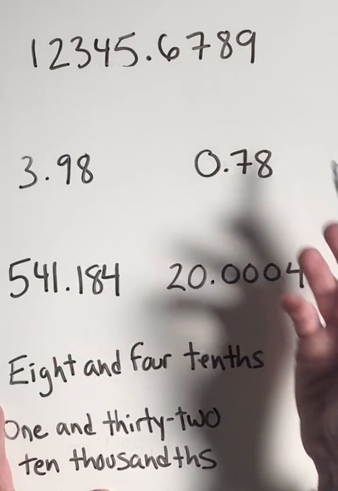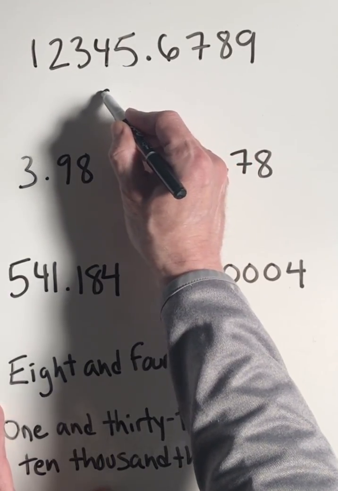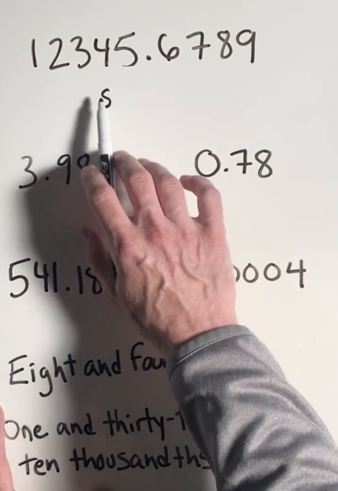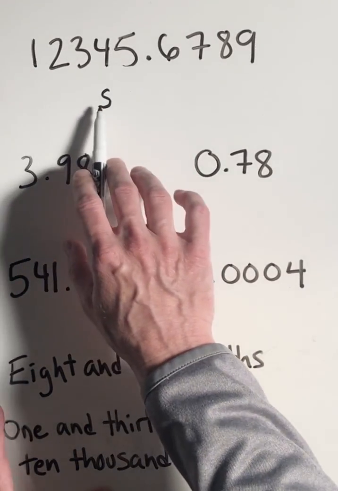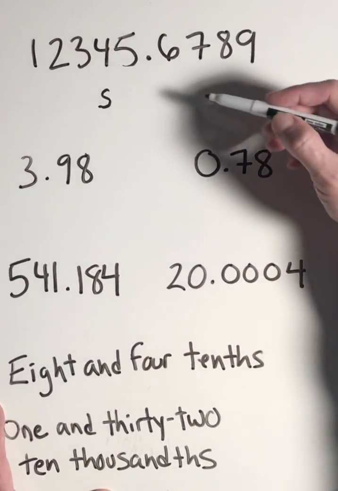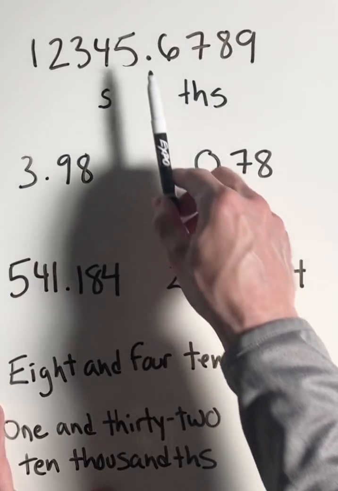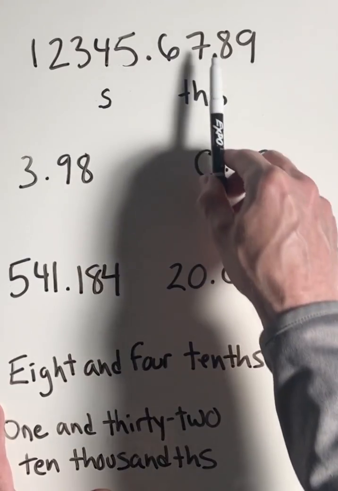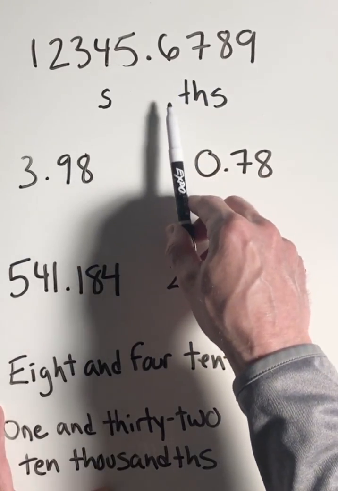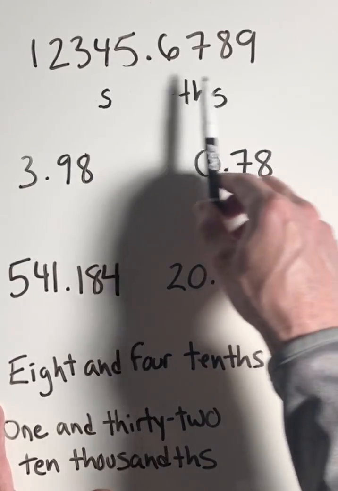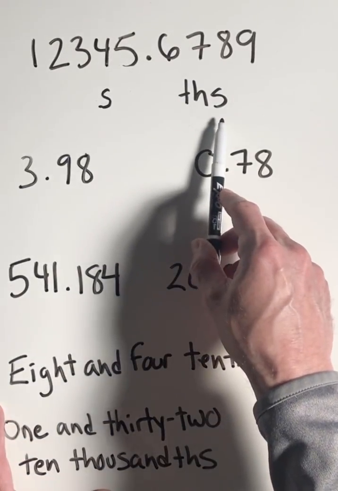The numbers to the left of the decimal point really are noted by the place that they are in, followed by the letter S. Ones, tens, hundreds, thousands, 10,000s. The numbers to the right of the decimal point are noted by the number and then a THS after them. So 6 is in the tenths place, 7 is in the hundredths place, 8 is the thousandths place, and 9 is in the ten-thousandths place. Please be careful not to mistake these for one another.